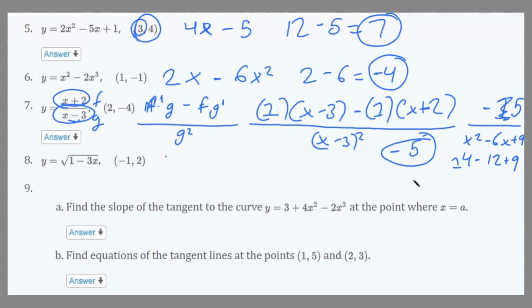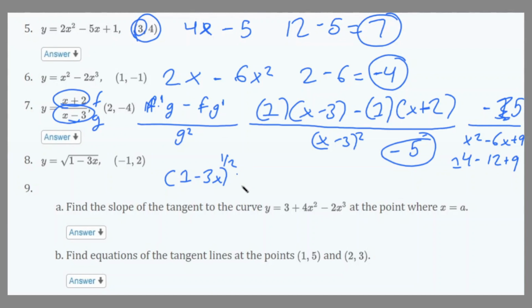So that's our slope. And then number 8 is the radical of 1 minus 3x at the point negative 1 comma 2. So here we could just use the power rule. If we put in parentheses 1 minus 3x, it's to the 1/2 power.